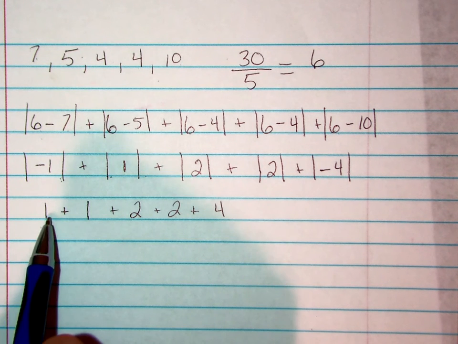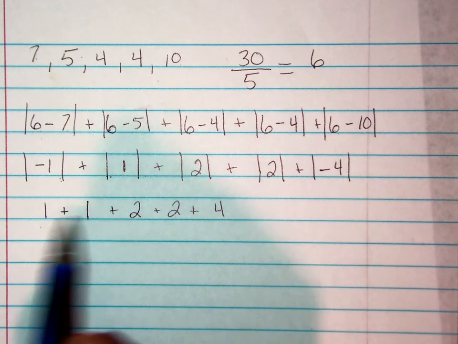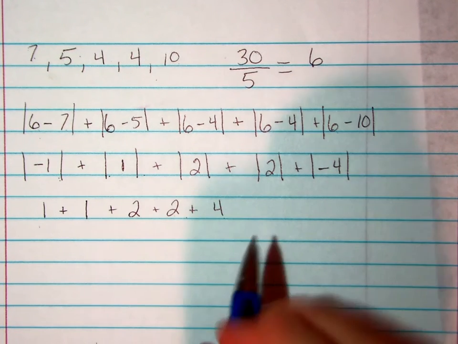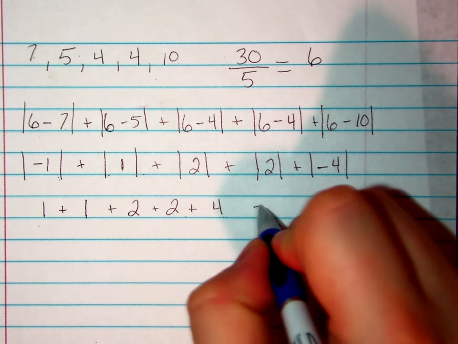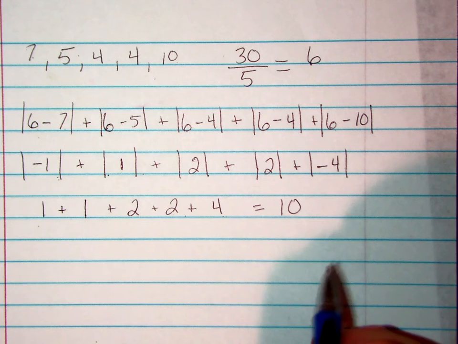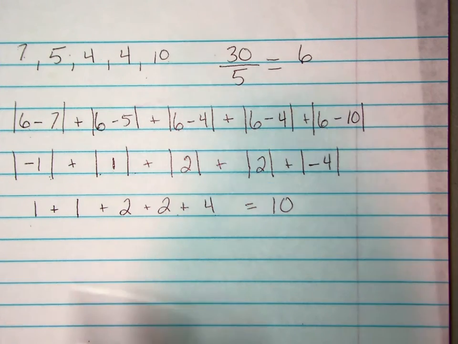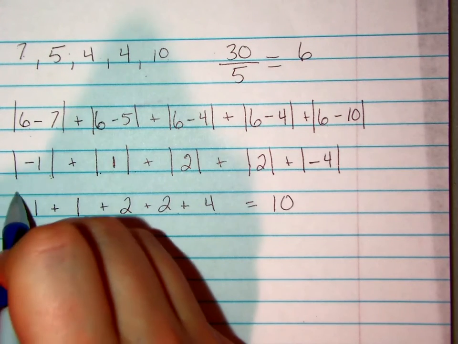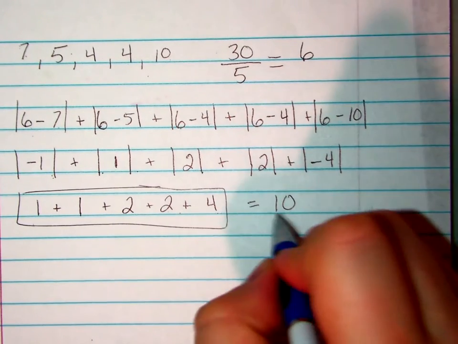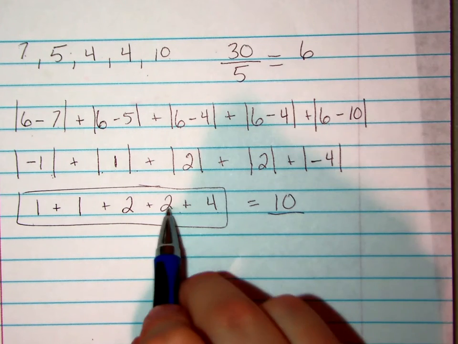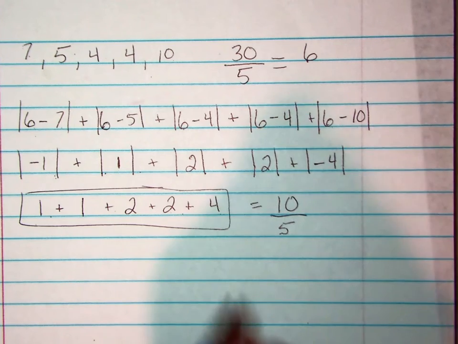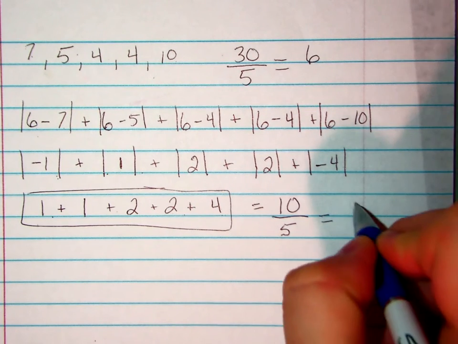The next step we saw in our notes was that we added these all together. 1 plus 1 is 2, plus 2 is 4, plus 2 is 6, plus 4 is 10. So that would equal 10. Now I want to find the mean of this data. And again, since I have 5 data points, I will have 5 mean absolute deviations. So I will divide by 5. And my solution would be 2.